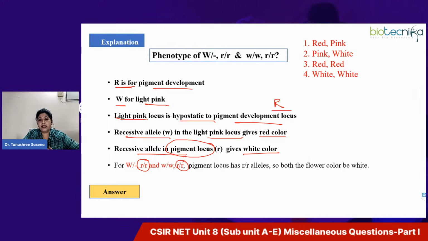Because the pigment development locus is epistatic to the dominant or recessive allele present at the light pink locus, the flower color here will be white, and the answer here is option 4. So you all have answered correctly, very good. Yes, Anupam, it will be option 4.